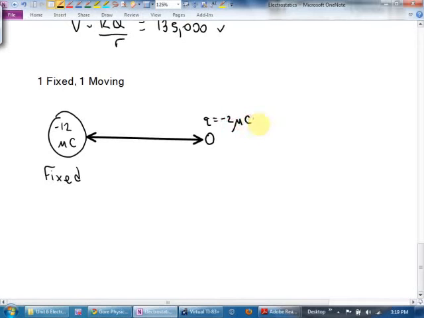Which way is this charge going to move? Left or right? I heard two answers. Convince me. Like charges repel. It's going to get forced to the right. So here's what we're going to say, and it's going to speed up. After it travels 3.2 meters, gets to there, how fast will it be traveling?